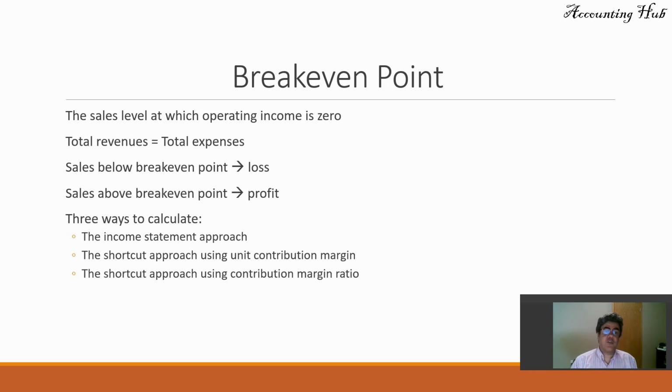If our sales are below the break-even point, we have a loss. If our sales are above the break-even point, we have a profit. And we have three ways to calculate it. The income statement approach, very rare. The shortcut approach using unit contribution margin, and the shortcut approach using contribution margin ratio.